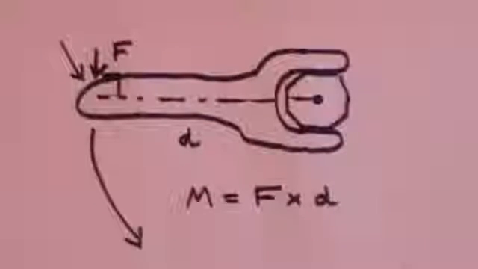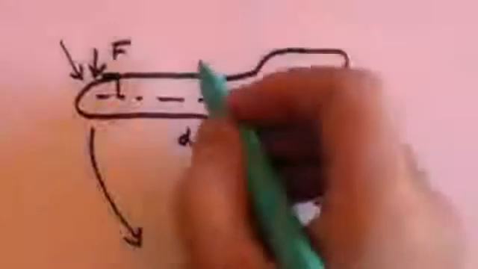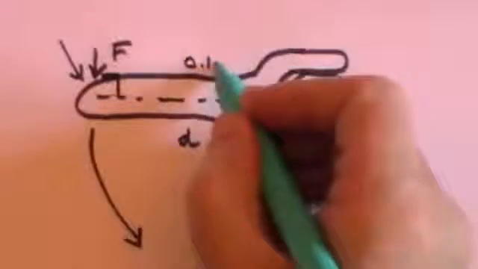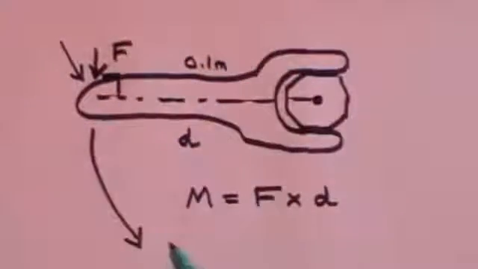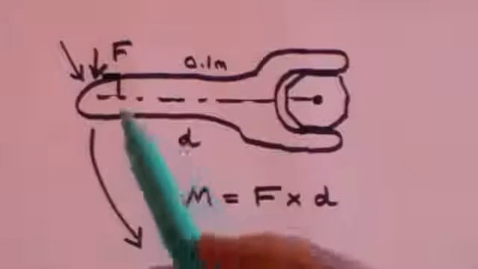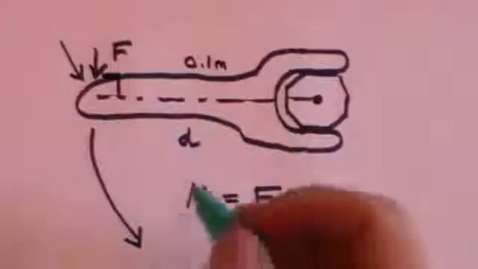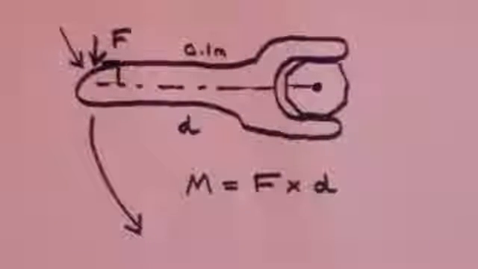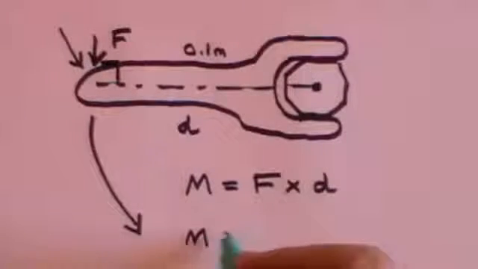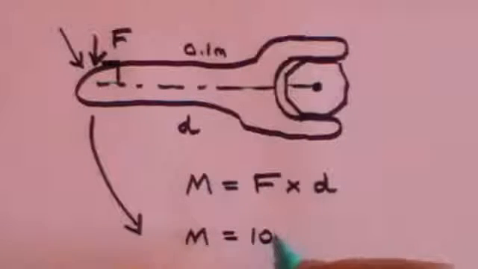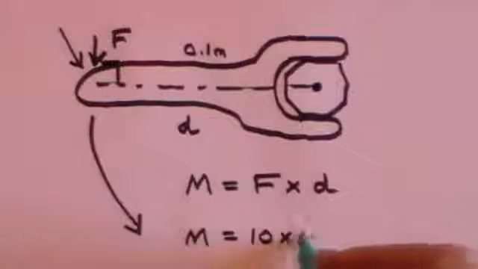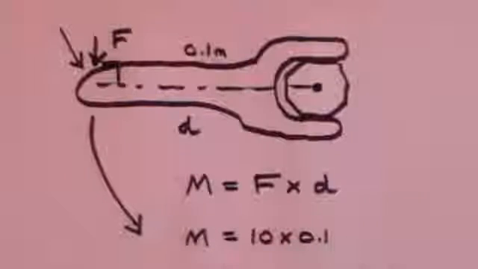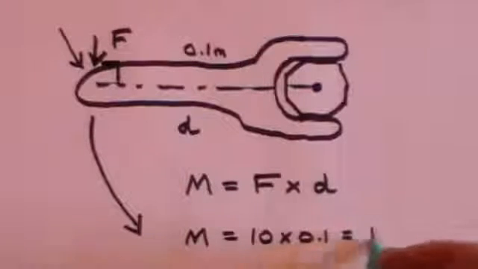So let's put some numbers on this. Suppose the distance of the spanner is 0.1 metres. In other words, it's a 10 centimetre spanner. So the distance is 0.1 metres. And let's suppose that the force that we act on is 10 newtons. Then the moment will be equal to the force, which is 10 newtons, times the distance, which is 0.1 metres. And that, of course, is simply going to be 1.